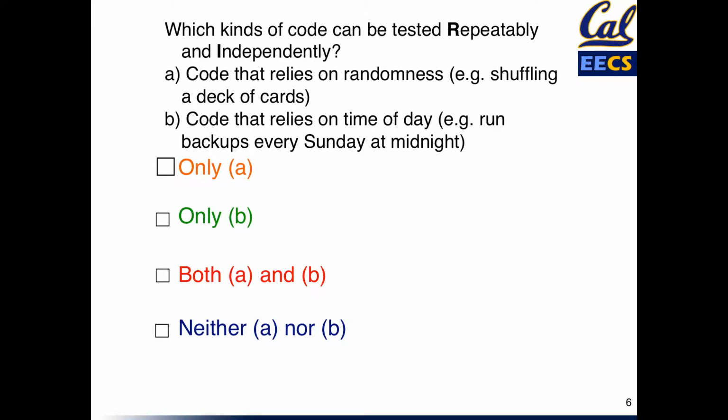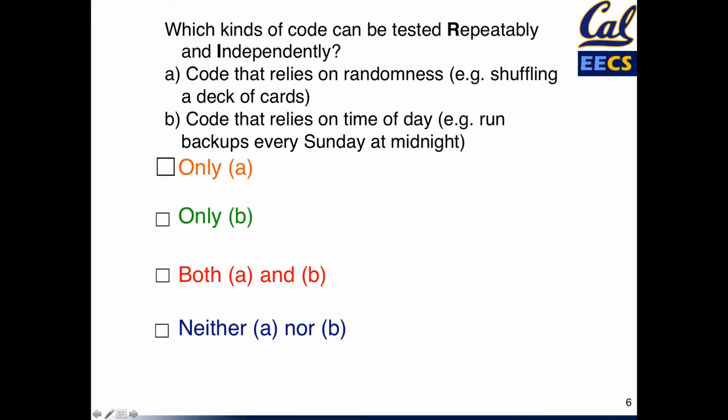So in this self-check question, we asked which types of tests could be run repeatably and independently, because we know that those are two of the attributes from the first acronym that make for a good test suite. So one of them was, what if you have code that relies on randomness, like shuffling a deck of cards? You would think that because randomness is part of what the code does, you can't test it repeatably. But in fact, there's a couple of different ways to do it.